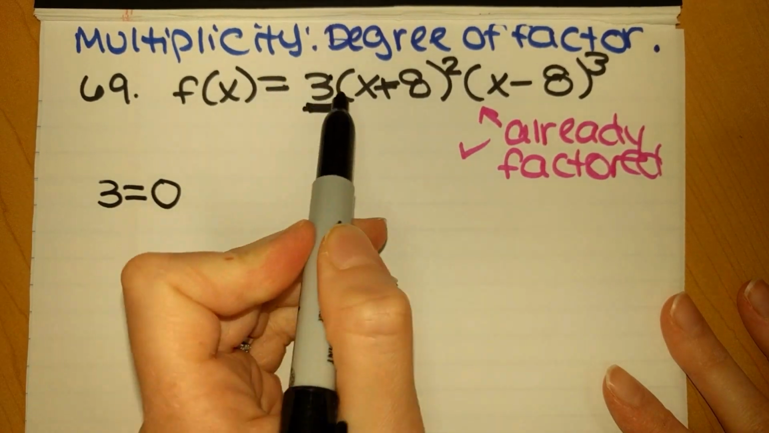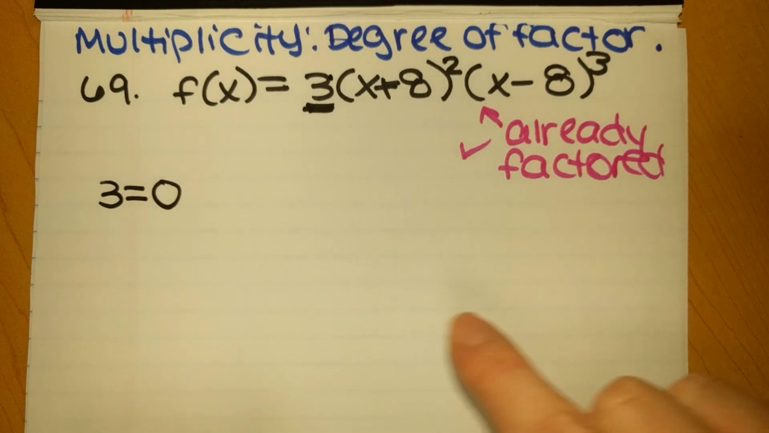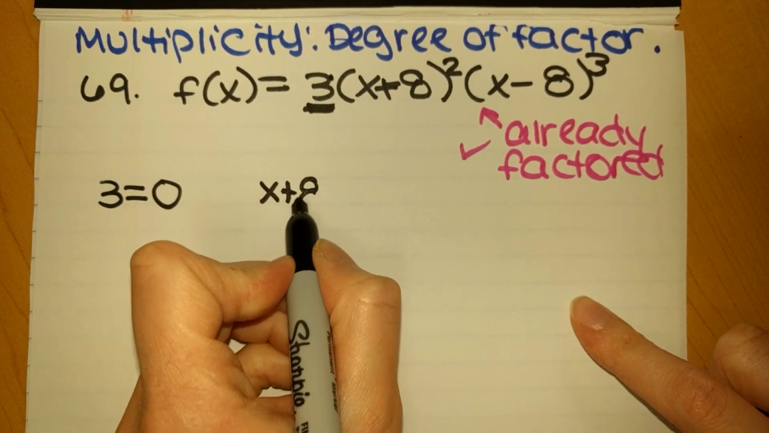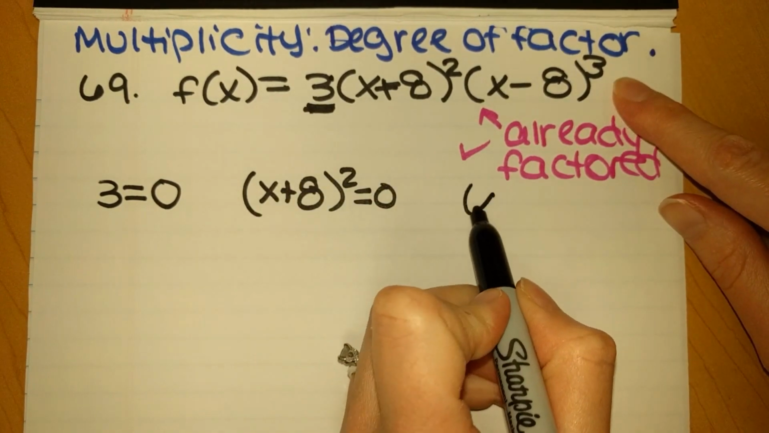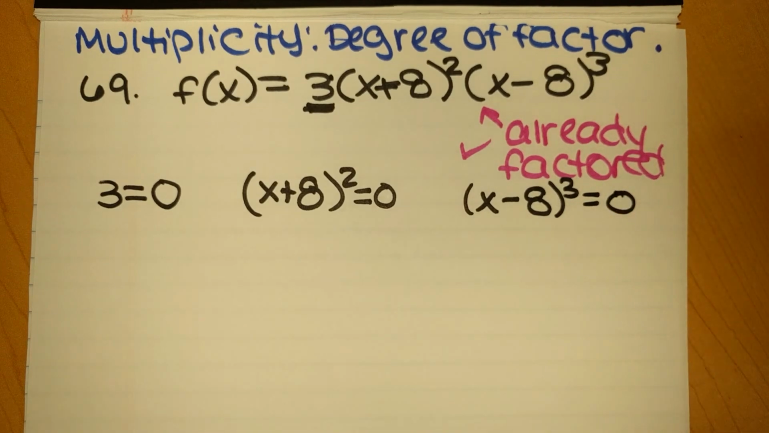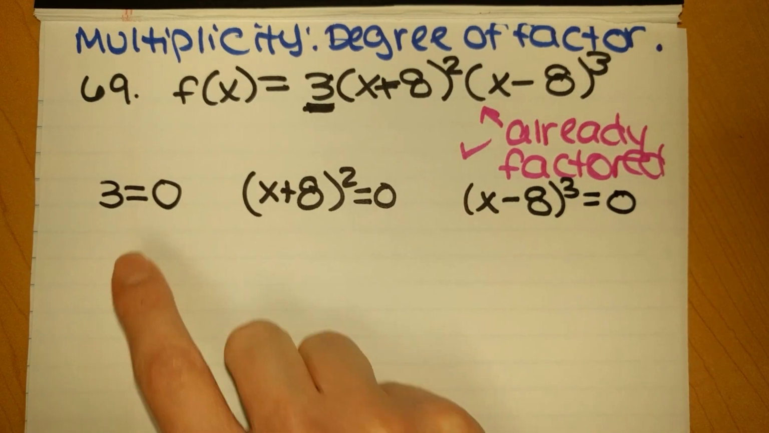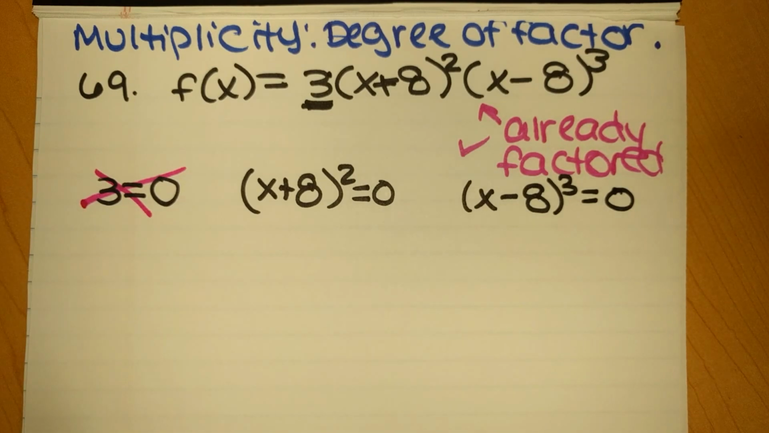Technically 3, because it's being multiplied by x plus 8, is a factor, so you would set that equal to 0. Then you would set x plus 8 quantity squared equal to 0, and then the x minus 8 to the third power equal to 0. Now, from the 3 is equal to 0, there is no x to solve for. 3 is never equal to 0, so that is not going to give us a 0 of the polynomial.